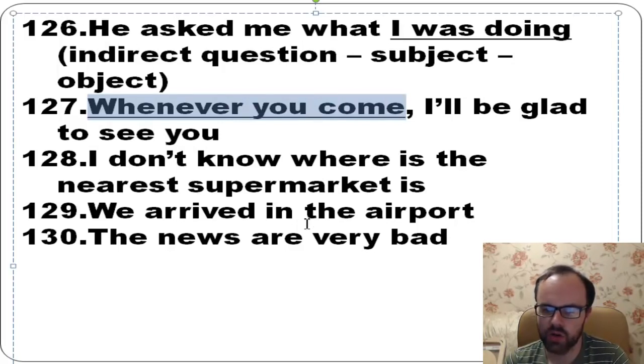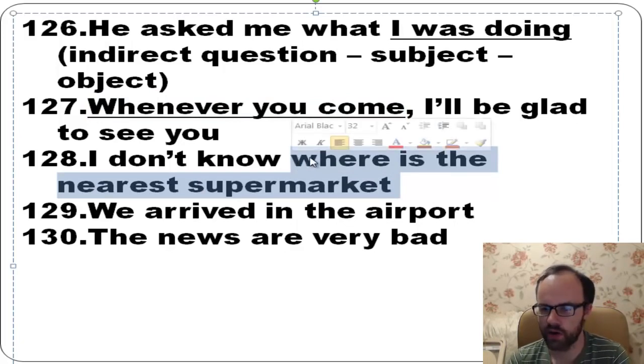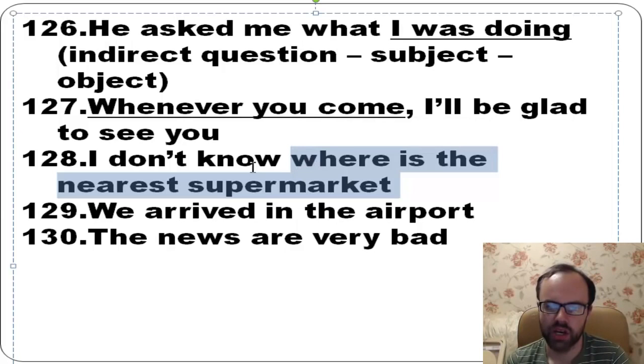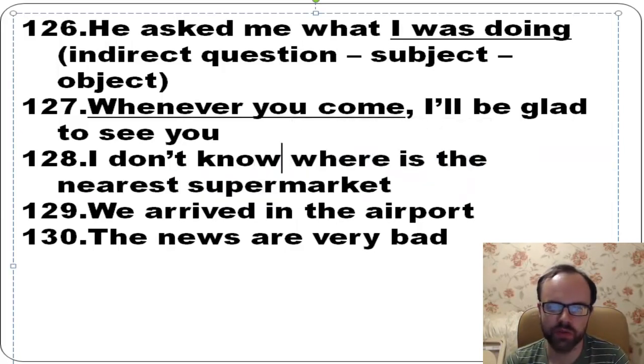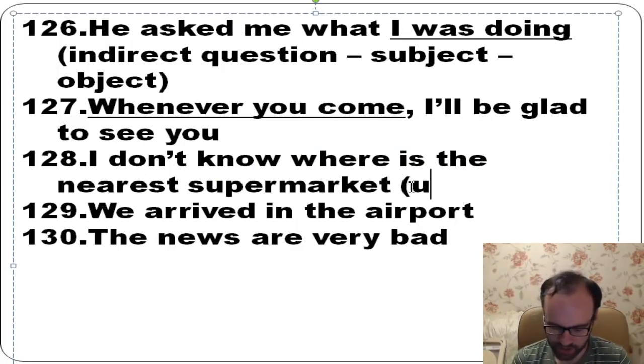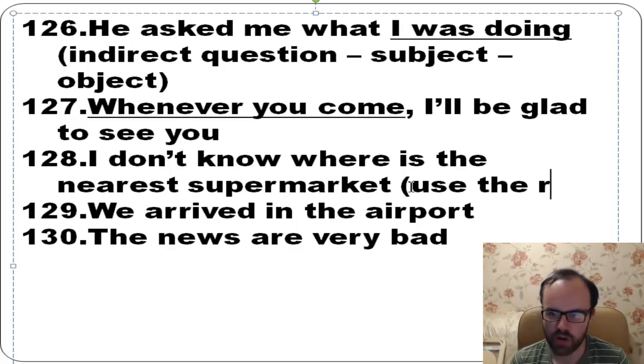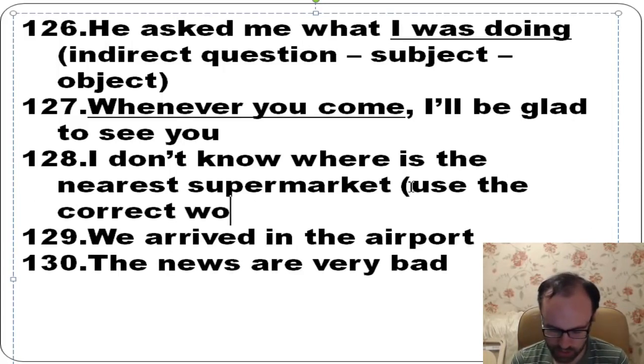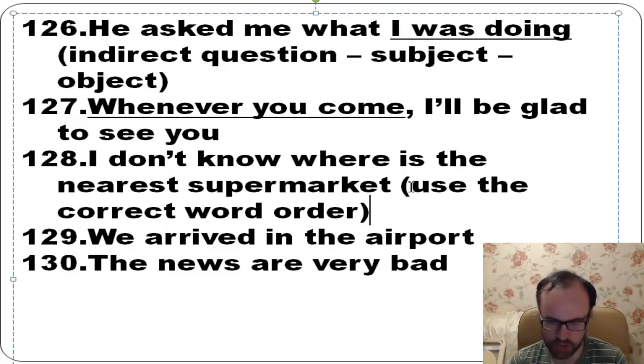Okay, I don't know where the nearest supermarket is. Okay, so it's a question, and it can be okay: where is the nearest supermarket? Yeah, but it's an indirect question again, because you have something before it. So I don't know, and you need to use the right word order. You need to use the correct word order.